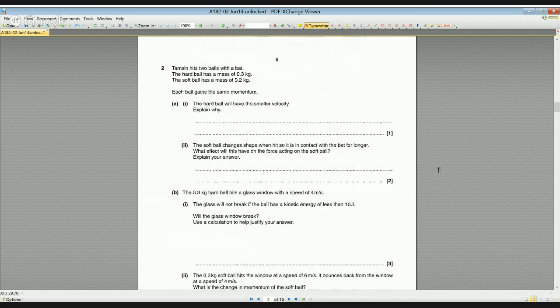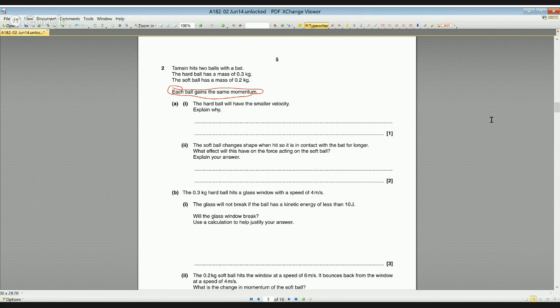Question number 2. Tamsin hits 2 balls with a bat. The hard ball has a mass of 0.3 kilograms. The soft ball has a mass of 0.2 kilograms. Each ball gains the same momentum. That's a very important point. The hard ball will have the smaller velocity. Explain why.